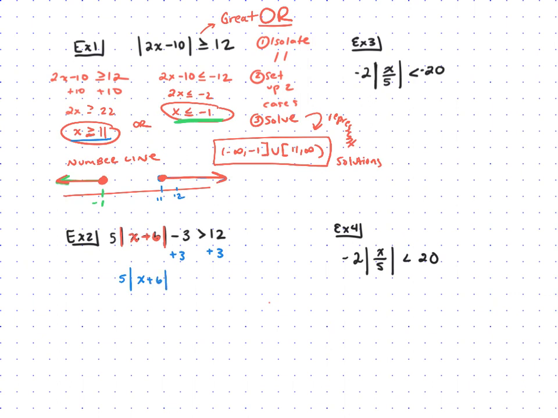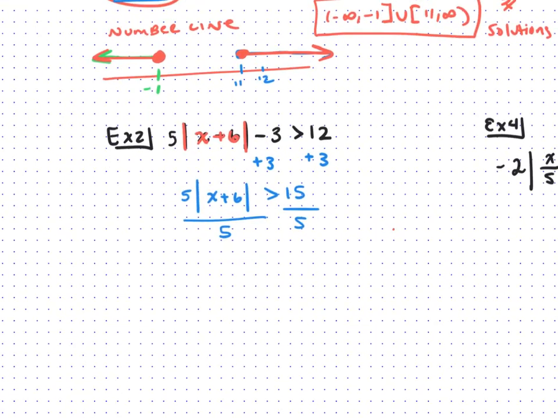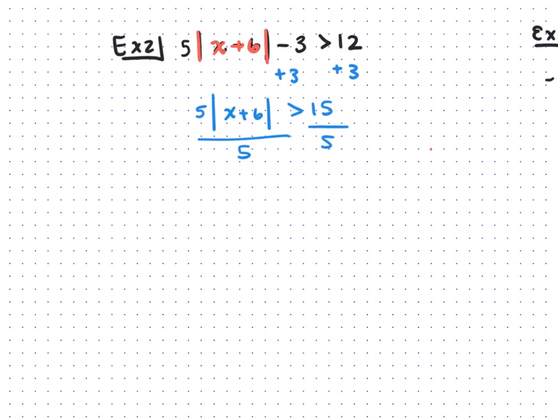So you reverse PEMDAS. So you're going to add first, then you're going to divide by 5, not subtract 5 because it's connected by multiplication. I'm going to zoom in here. So I end up with absolute value of x plus 6 is greater than 3.